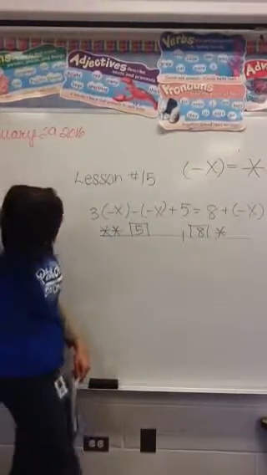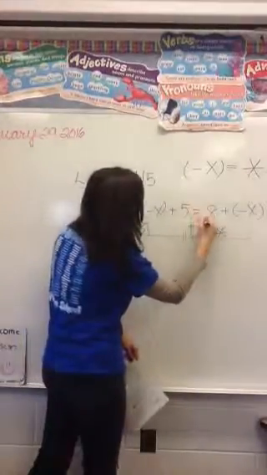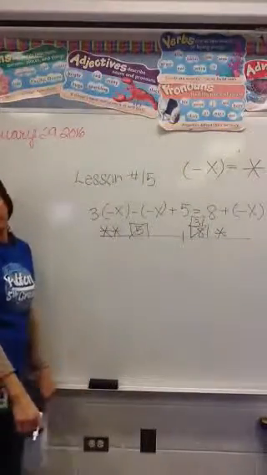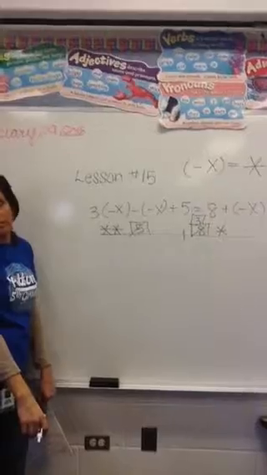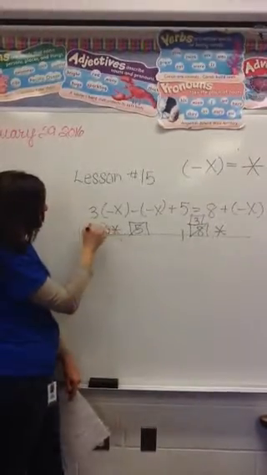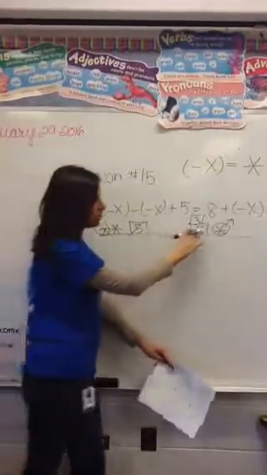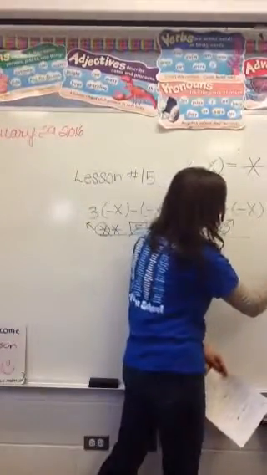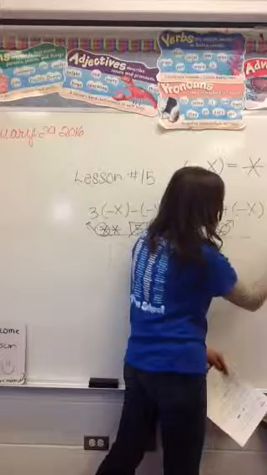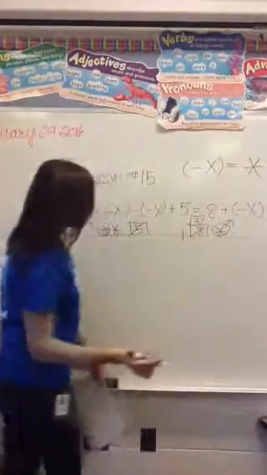Tina, 8 minus 5 is 3. Then what can I do next? Lauren, take a star from each side. You can take a star off from each side. So now I'm left with a star equal to 3. So on your homework, negative x equals 3. And then x equals negative 3.